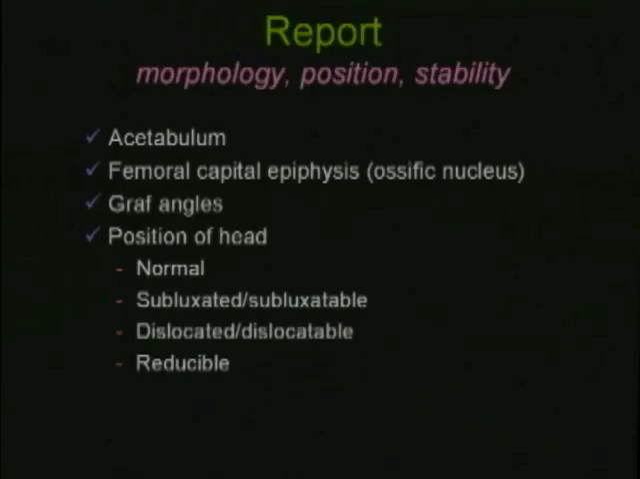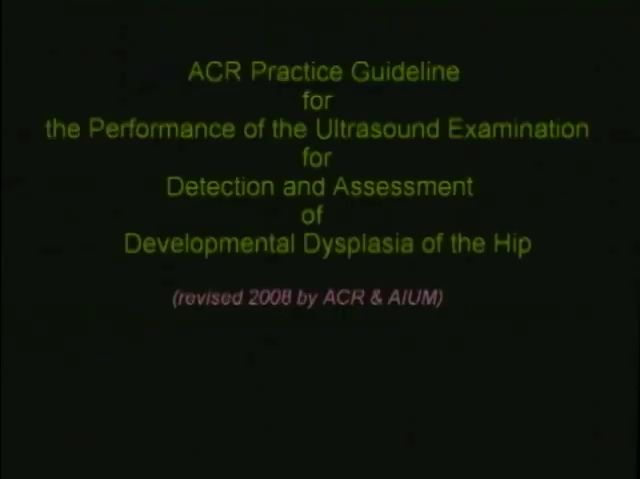So after we get done with all of this, we generate our report, which should discuss the morphology, the position, and the stability of the hip. So we're going to describe the acetabulum, if it's round, if it's steep. We're going to describe the femoral capital epiphysis, the ossific nucleus, to determine whether or not it is round. And then we're going to measure the graf angles. We'll talk about the position of the head. Is it normal? Is it subluxated? Is it subluxatable during the Barlow? Is it dislocated or dislocatable during the Barlow? And is it reducible with the Ortolani maneuver?